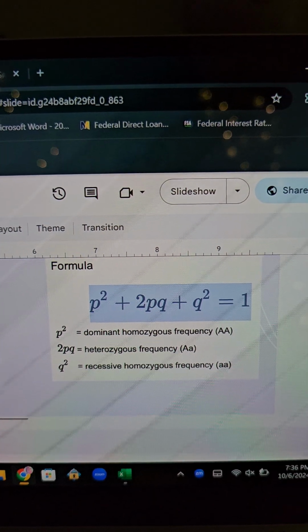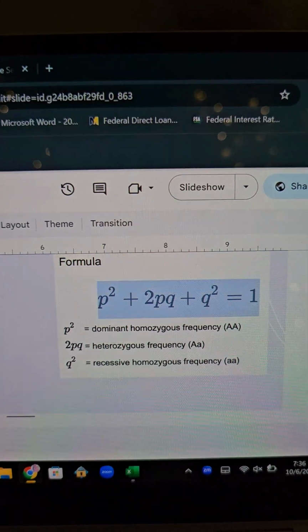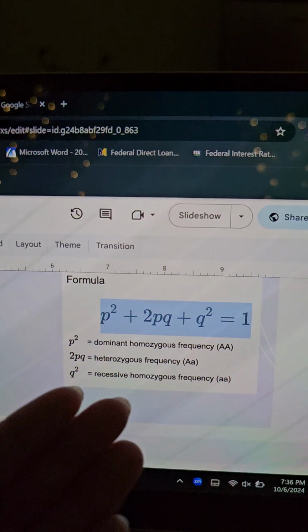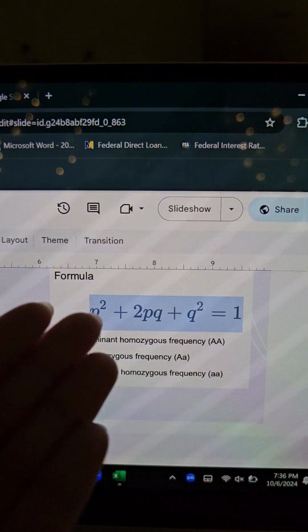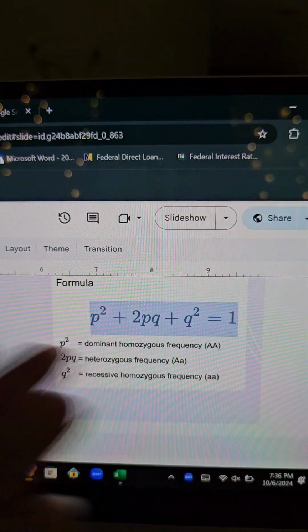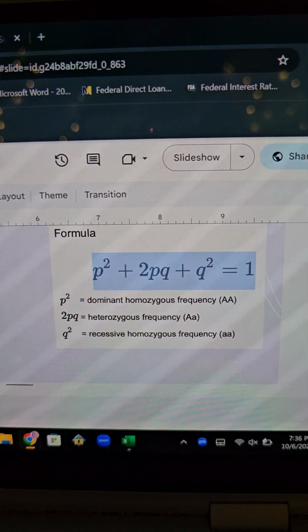Hello, so I'm going to be explaining the Hardy-Weinberg equation. It's quite simple. The Hardy-Weinberg equation, as you can see in your slide, starts with p squared plus 2pq plus q squared equaling 1, which can be a little bit confusing because it's not plainly said.